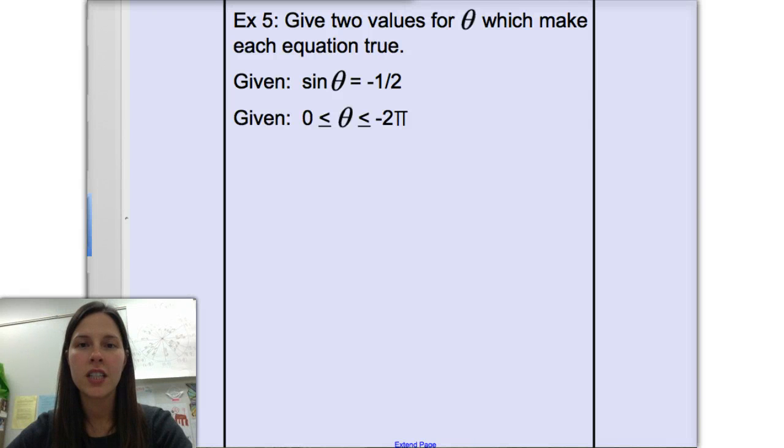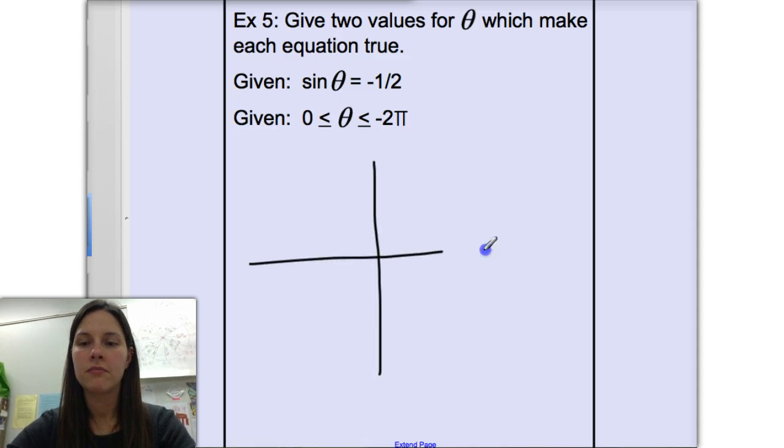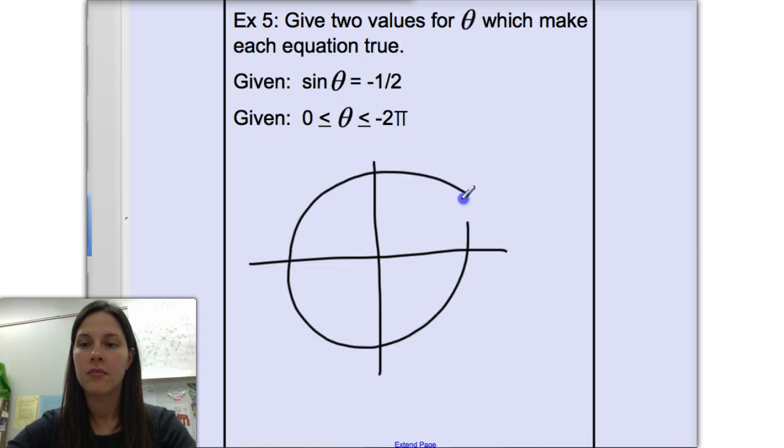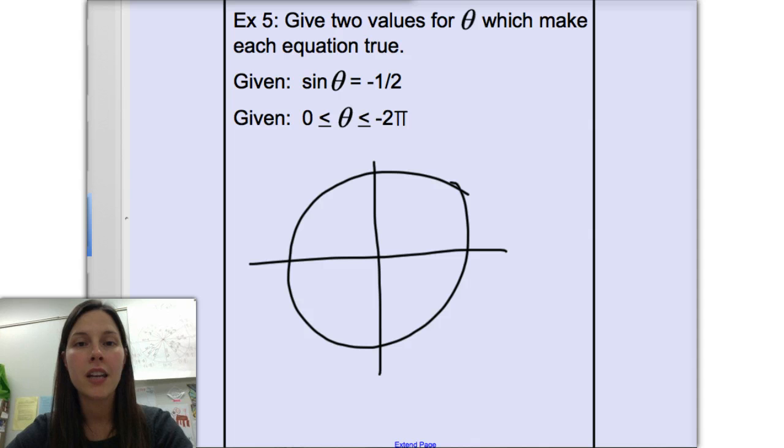Last thing we're going to do for today's lesson is look at how to find the degree measure or the radian measure for the given trig function or value. So I like to start this by setting up a unit circle. I'm a visual person. And then I figure out where on the unit circle I am. So notice that we are asked to find the value of theta between 0 and negative 2 pi.